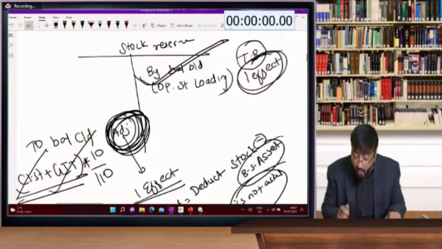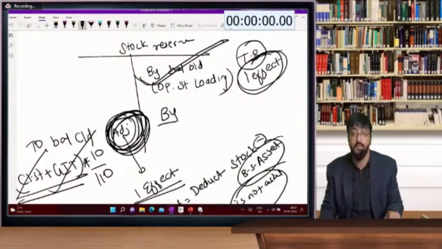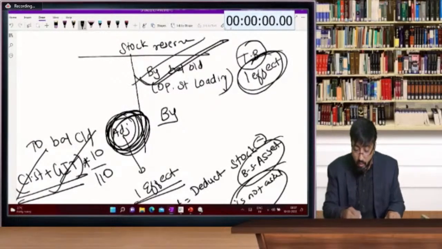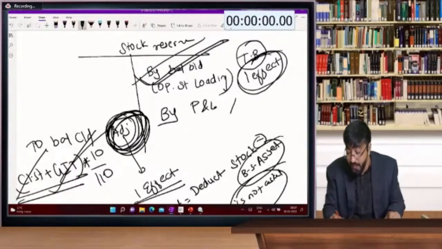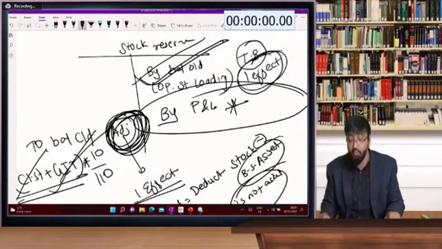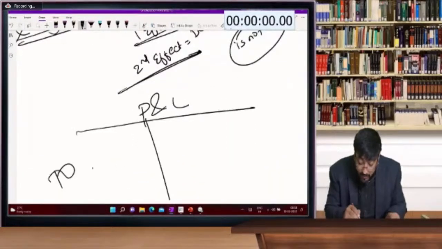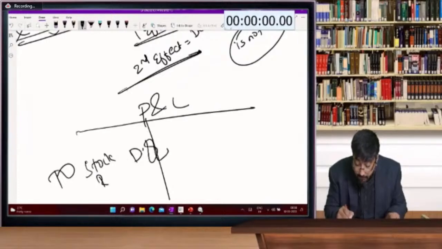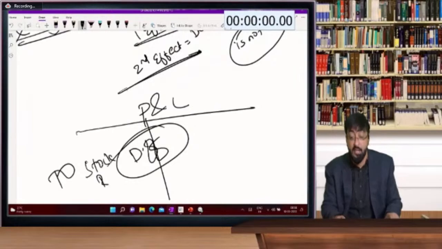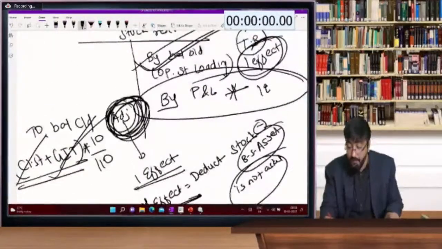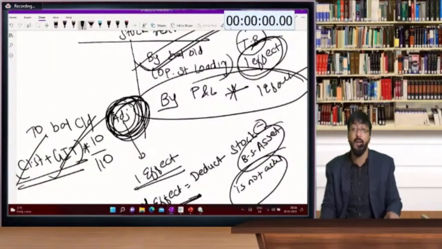Sir, now this difference, opening loading and closing loading, it has to be cancelled. This loading difference we will give in the profit and loss account, on the debit side of P&L. In the debit of P&L we will write "to stock reserve", the difference between opening and closing stock. So this is the second effect. First effect here, and second effect is in the profit and loss account debit side.